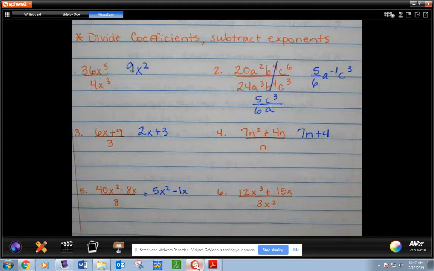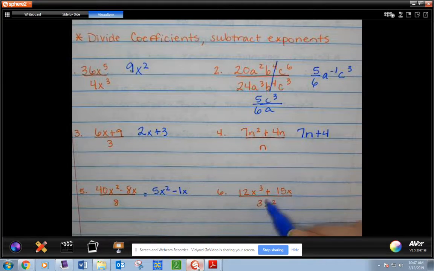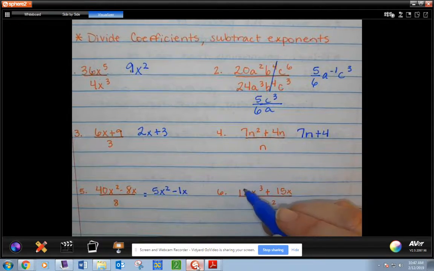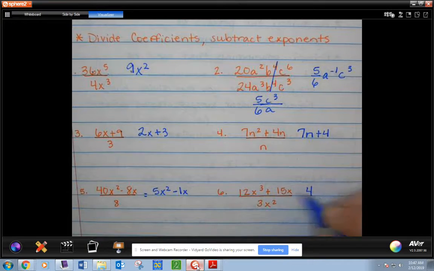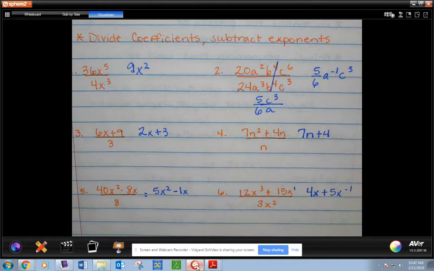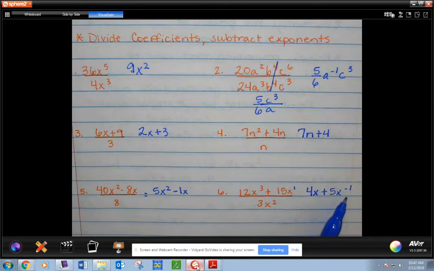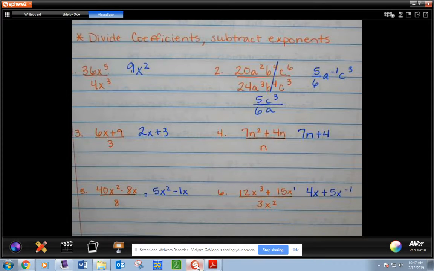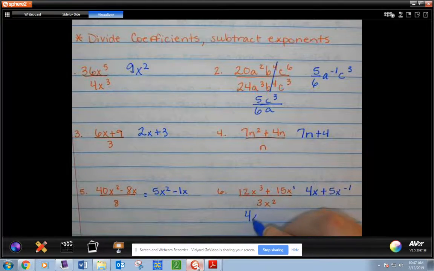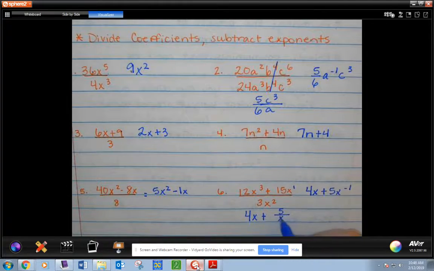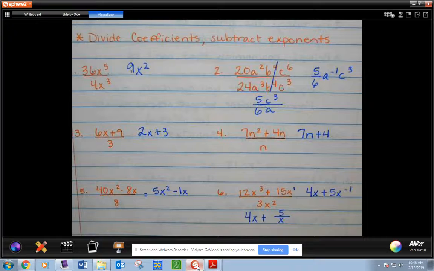Okay, for number 6, I have 12x to the 3rd plus 15x divided by 3x squared. Okay, 12 divided by 3 is 4. X to the 3rd and x squared makes x. 15 divided by 3 is 5, and x to the 1st and x squared makes x to the -1. Since you have a negative exponent, you only fix the negative exponent spot. So this 4x is going to stay 4x plus. I'm going to open up my fraction. The 5 will go on the top, and the x goes to the bottom. And that is my final answer. The whole piece will not become a fraction.